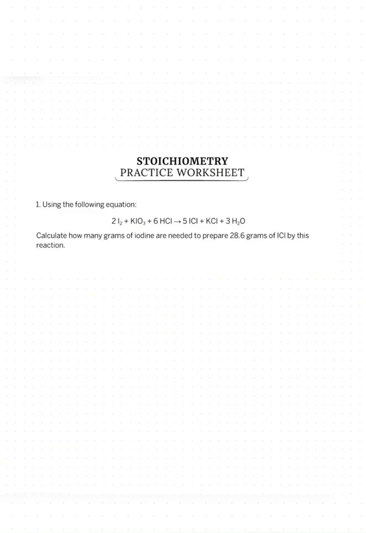First step is to read the problem. It says, use the following equation. So that means that I'm going to be looking at specifically this reaction right here. Calculate how many grams of iodine are needed to prepare 28.6 grams of ICl by this reaction. So right off the bat, it's telling us what they want. They want how many grams of iodine. So now we can write down what we're being asked. And what we're being asked is grams of I.